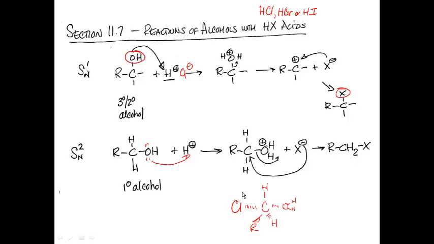Where I'd have a delta minus charge on the chlorine and a delta plus charge on the oxonium ion. So they would go through this SN2 transition state to get to the final product. And then over here I would also have water as the final product. So we can replace or substitute an OH with a Cl or with a Br using HX. It'll occur by either an SN1 or an SN2 mechanism depending on the type of alcohol you have.